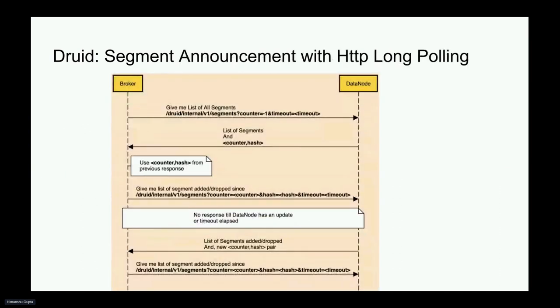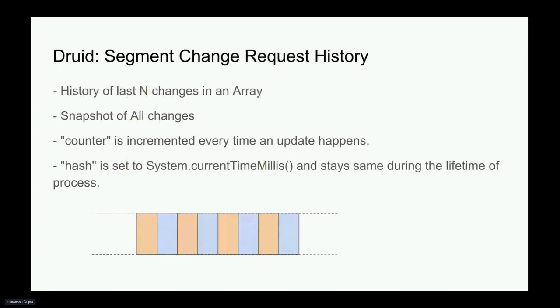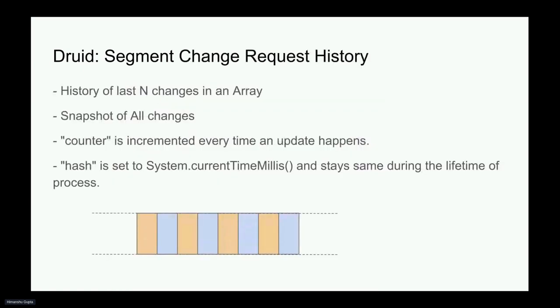If by any chance, let's say the client is too slow, so it sent the first request, and then something happened, it was down for a while, and it sends a request for a certain counter, and the change history has already moved beyond n changes, because it has a fixed number of changes that it can keep. In that case, it will fail the request, and the broker will start from scratch, like counter -1, and rebuild the cache.